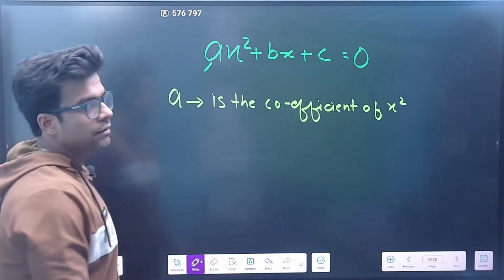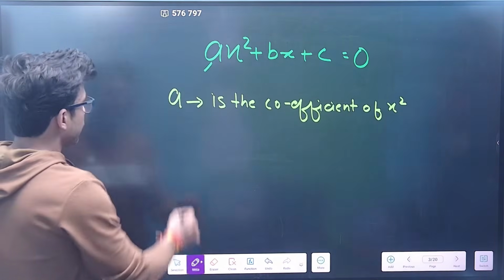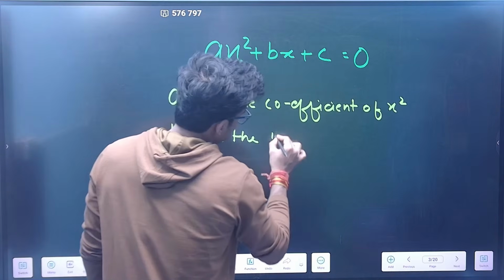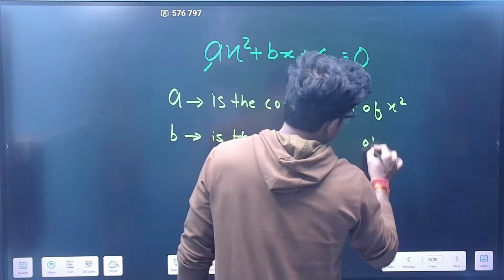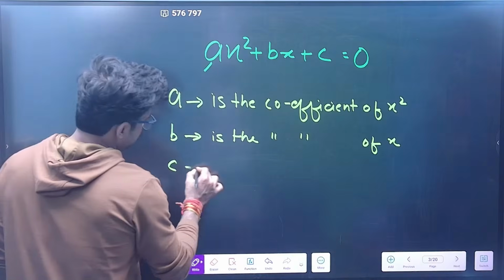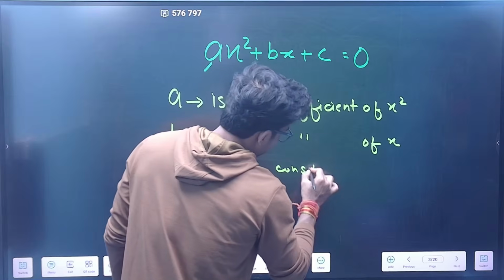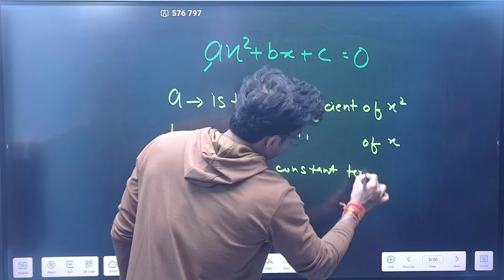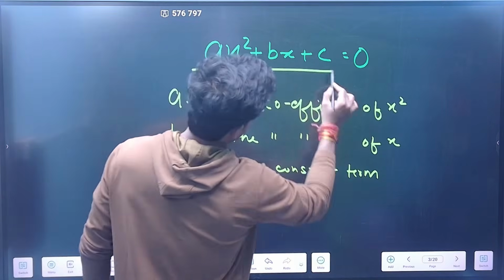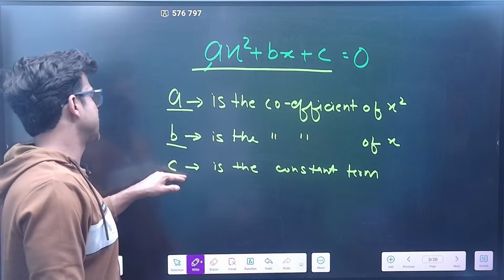Where b is the coefficient of x, and c is the constant term, right? These are the basic understanding about a quadratic equation, which is ax square plus bx plus c, in which a, b, and c are the coefficients.